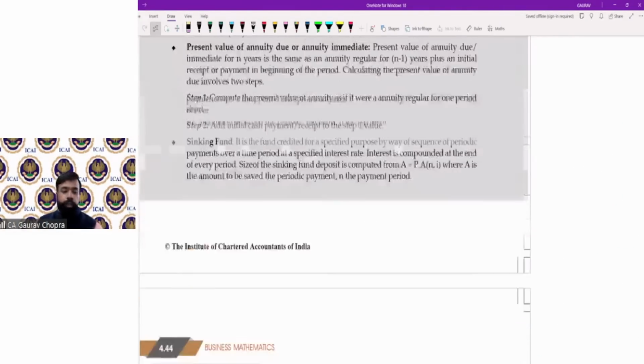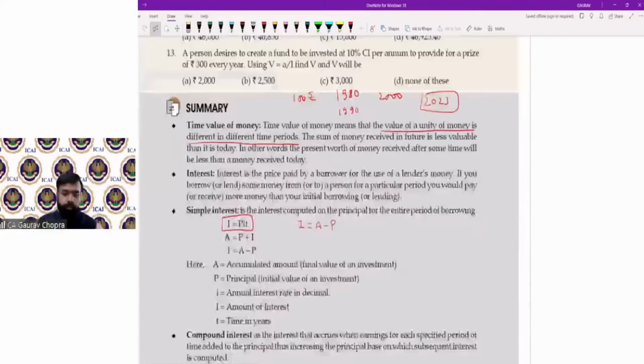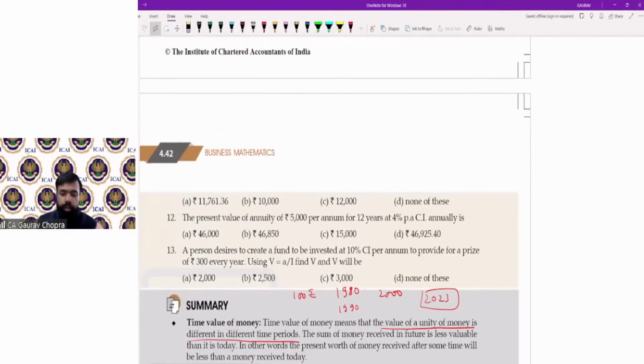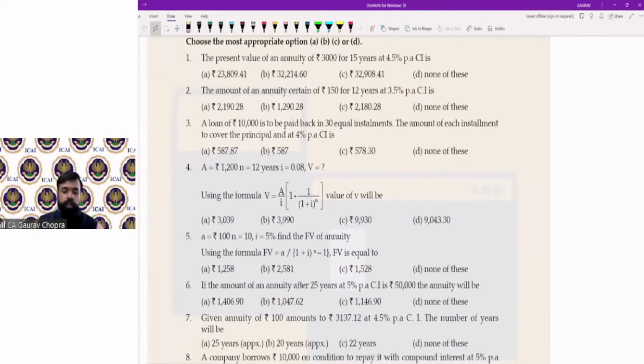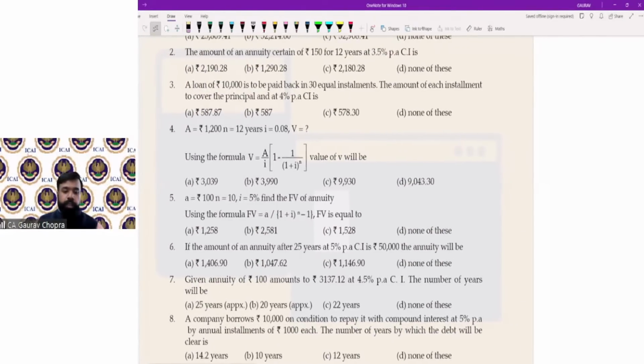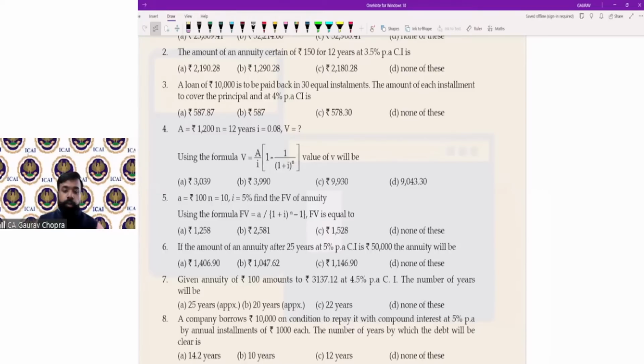So miscellaneous questions we have covered. So let's do some questions from exercise number C. So in exercise number C, let's do question number 3.